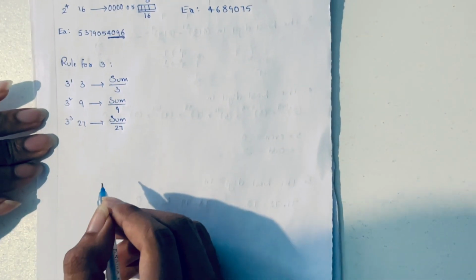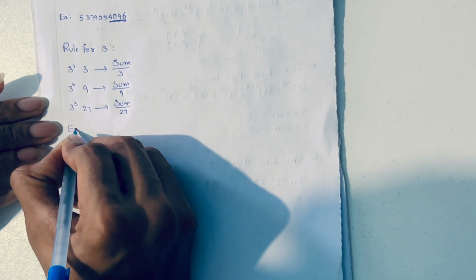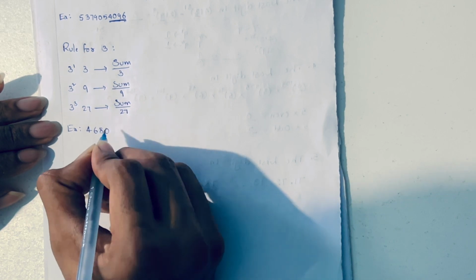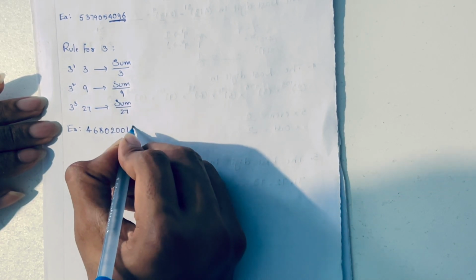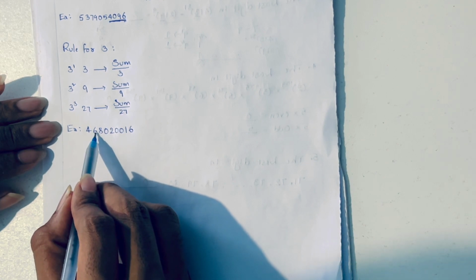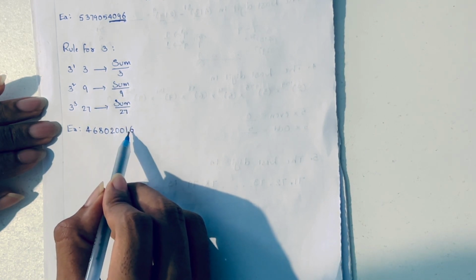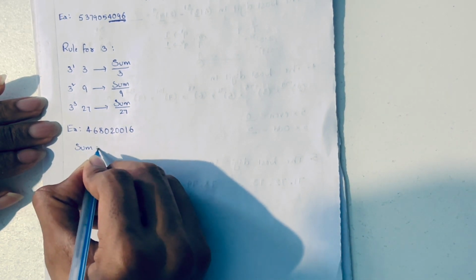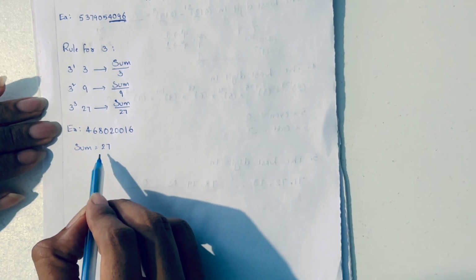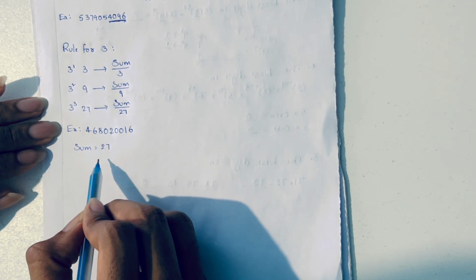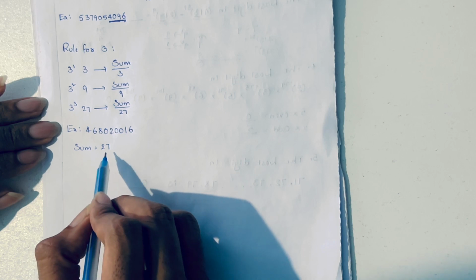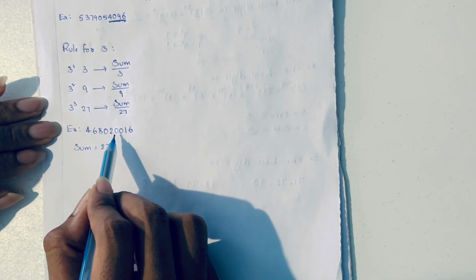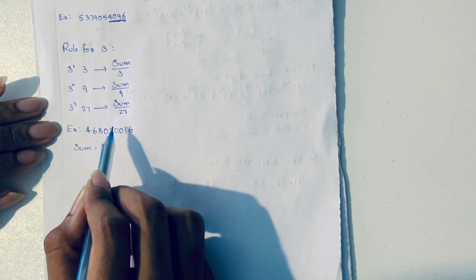In this case, we are considering the example 468020016. So 4 plus 6 is 10, 18, 20, 21 and plus 6 is 27. So here the sum is 27. So 27 is divisible by 3. 3 nines are 27, 9 threes are 27, 27 ones are 27. So this whole number is divisible by 3, 9 and 27.